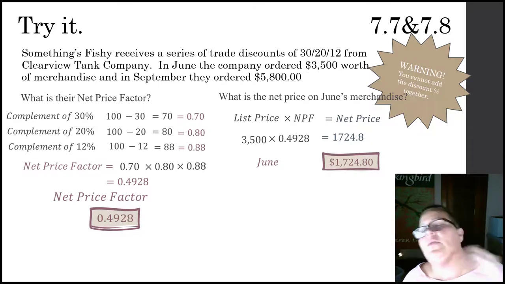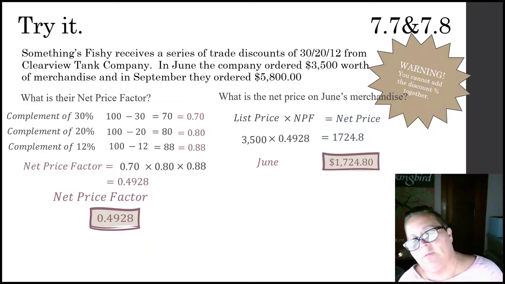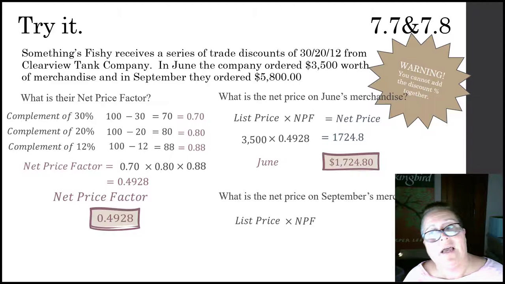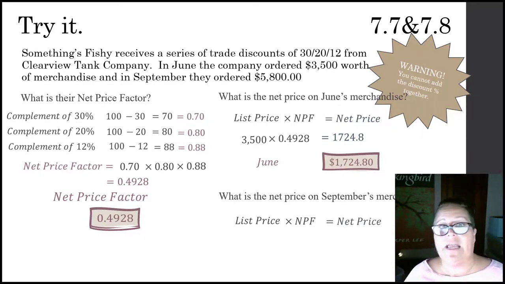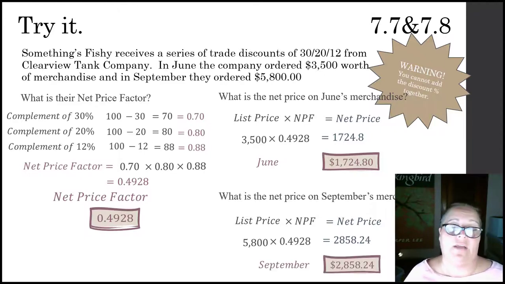Well, I don't want to do the 30% off again and then do another calculation that's 20% off and then do a third calculation to take 12% off. I just want to use my net price factor. So I'm going to take the list price for September times the net price factor to get that net price. That means I have 5,800 times 0.4928 to get $2,858.24. So September's net price is $2,858.24.